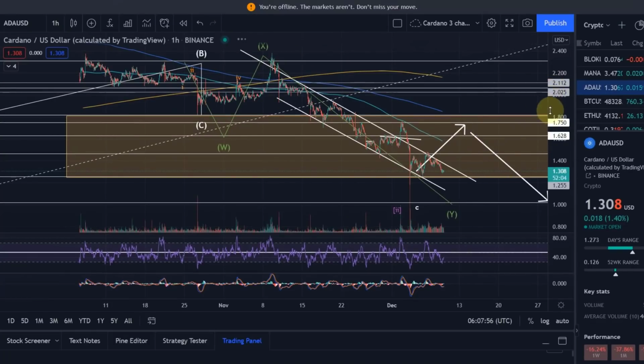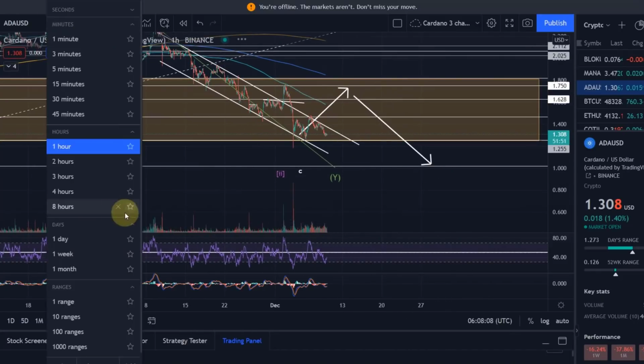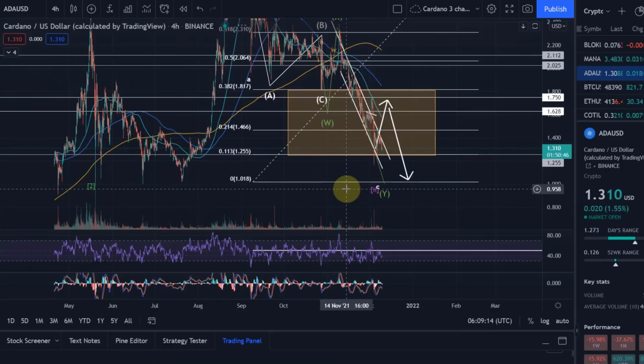At the moment, until Cardano is getting below $1, I will stick with my scenario here, and that's just how it works. Everybody has to make their own decisions with these assumptions. That's why everybody has to do their own research. Let's go back to the 4-hour chart. I think the internet just lost connection, so I'm just going to reconnect here quickly. Sorry about that. Okay, there we are.